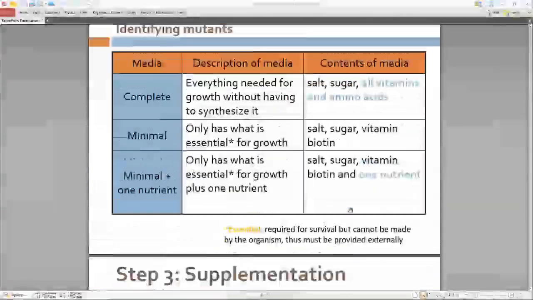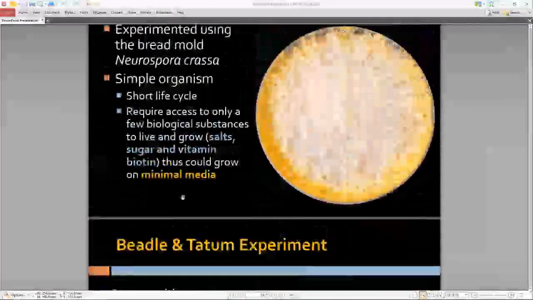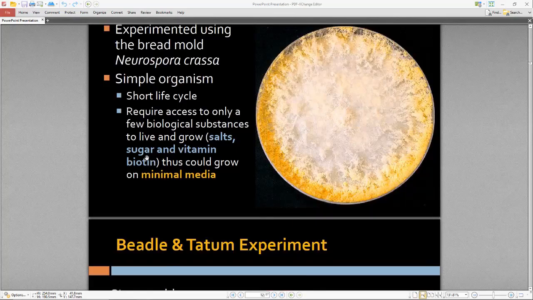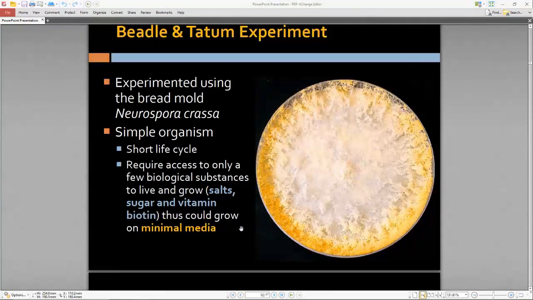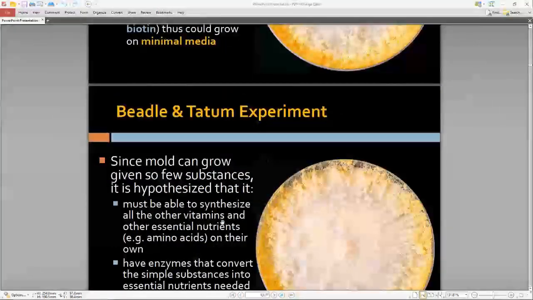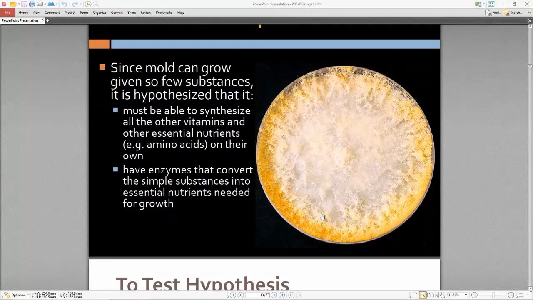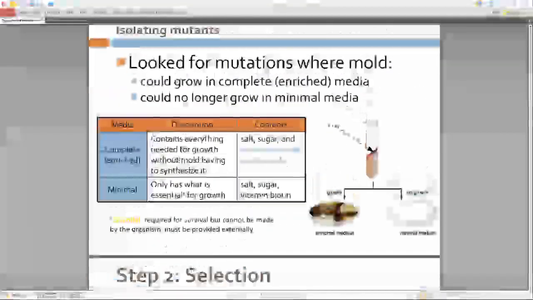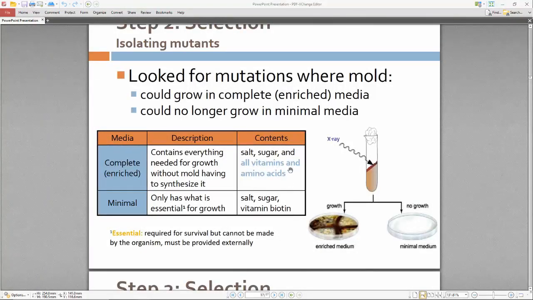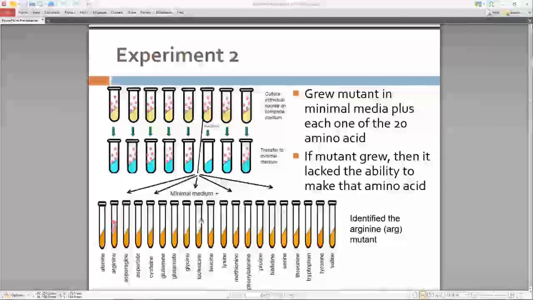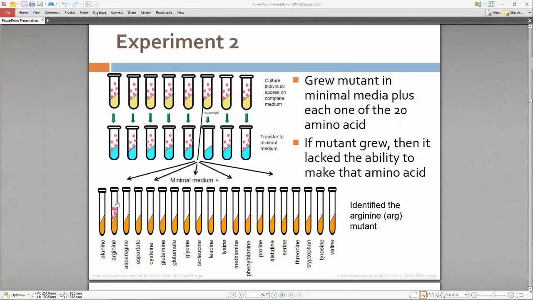Minimal media is over here. Minimal media is salts, sugar, and the vitamin biotin. So in normal mold, they have all the enzymes or they have access to all the metabolic pathways to create essential nutrients on their own with just the minimal media. Complete media would be here, let's take a look. Complete media is salt, sugar, and all vitamins and amino acids. So the difference between the two of them is for minimal media, in order to survive and grow, the organism has to be able to convert salt, sugar, and the vitamin biotin into all the other amino acids and vitamins. So going back to this slide, this mutated mold has lost the ability to create arginine.